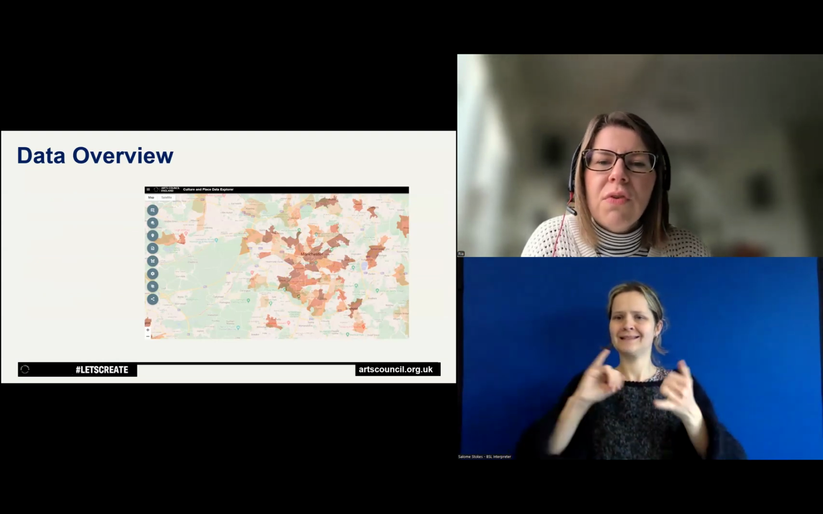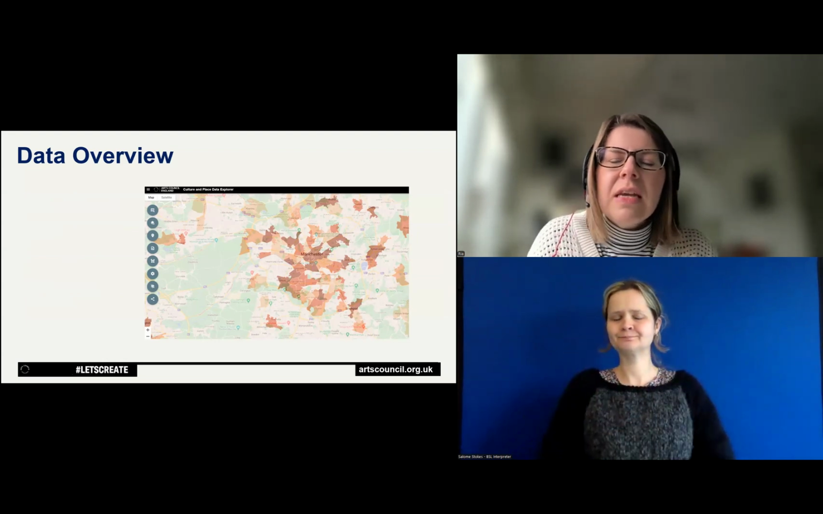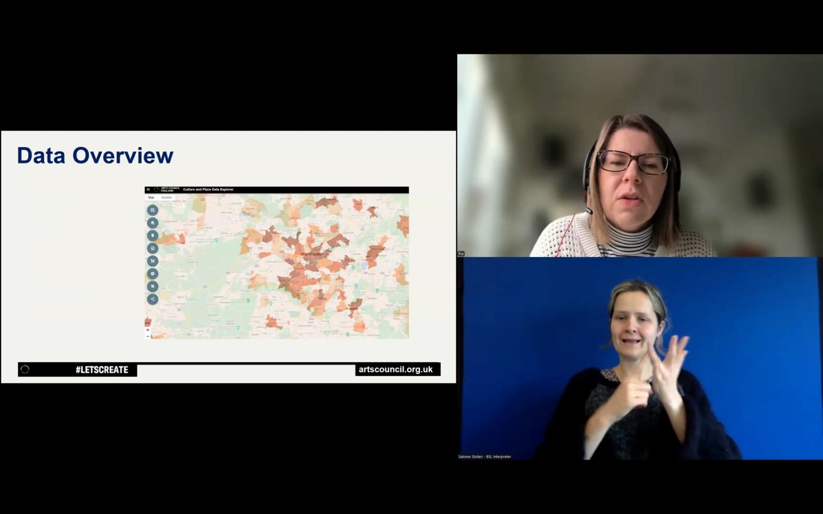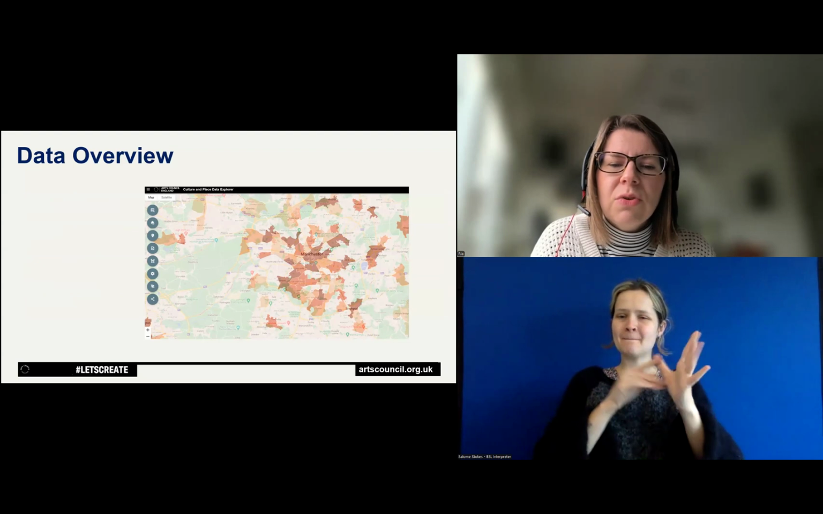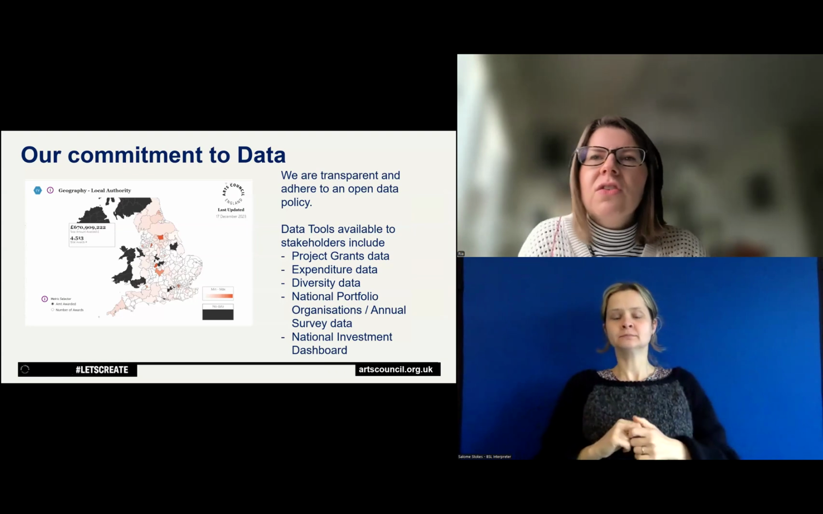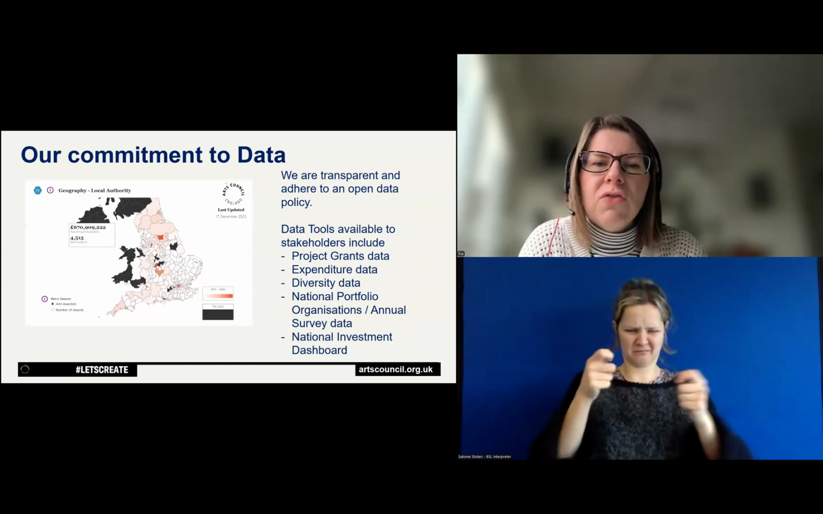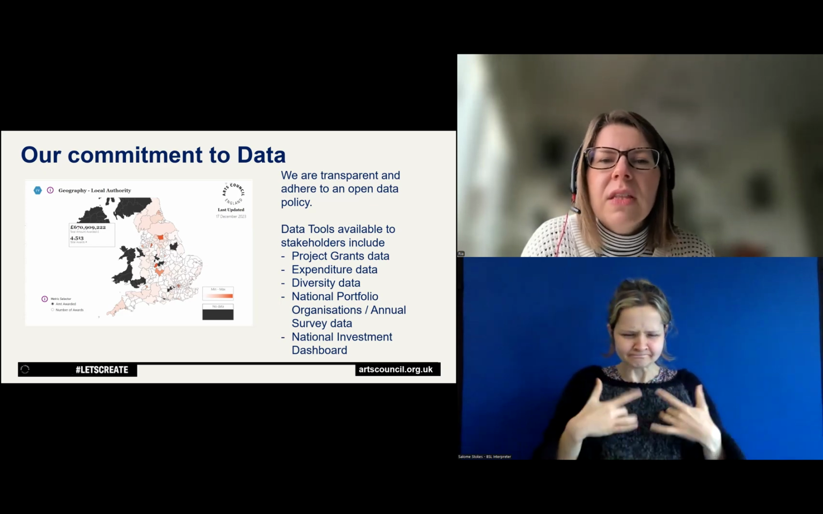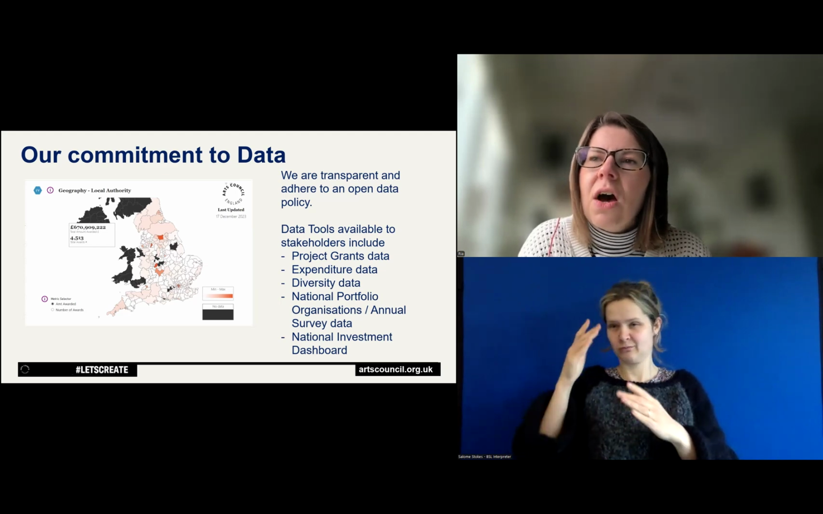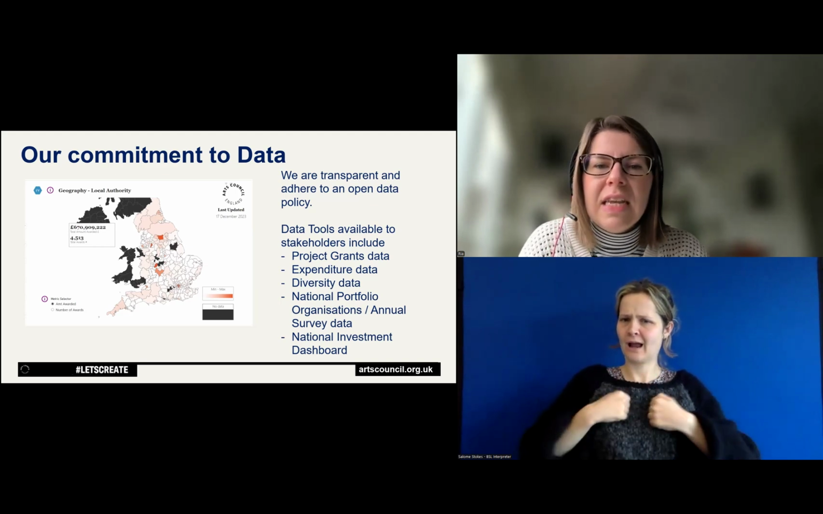So I'm just going to run through some of the information around data that's in the site. So the Explorer is a map-based product. So you'll see here there's a map of Manchester, which has got different colours on. And what you can do is you can start to interrogate data quite closely into different areas of where you're interested in. And this aligns with the Arts Council's commitment to data and our open data policy, and our commitment to ensuring that our data is transparent and that our data is easily accessible.